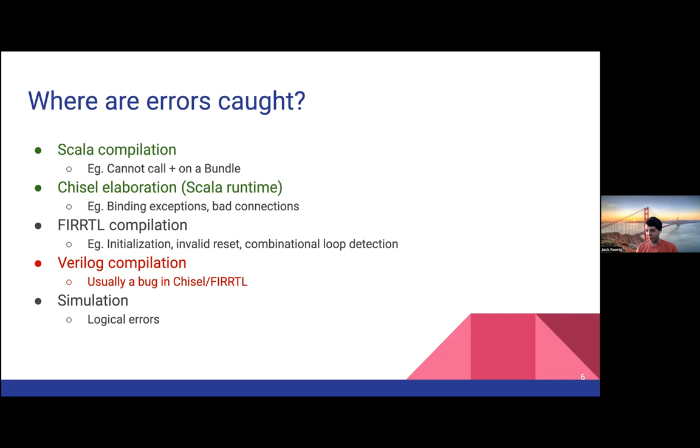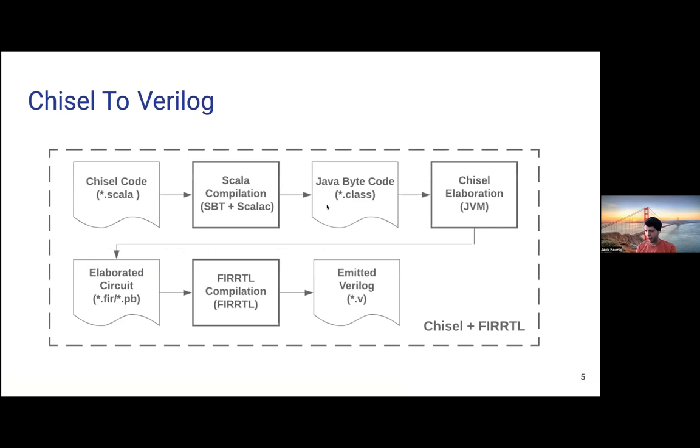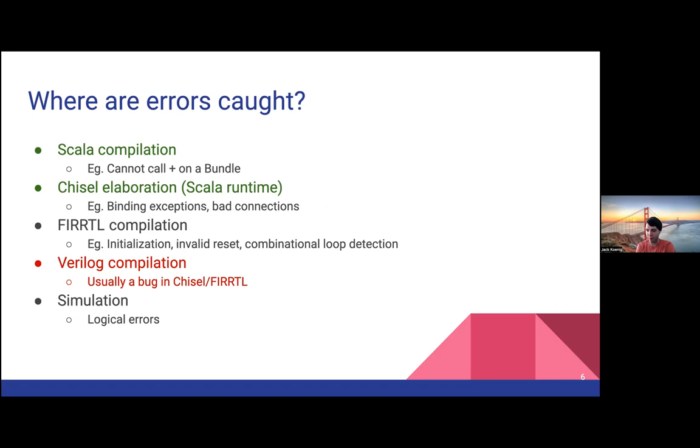From that previous slide, these are the different steps in compiling and generating Verilog from Chisel. I mentioned that errors can be caught at multiple times. Scala compilation will catch some errors, those are Scala type errors. This is the fastest error detection and we like when errors are caught here. Sometimes errors are caught during Chisel elaboration, which is the runtime of the generator. Sometimes errors will be caught during Fertile compilation.